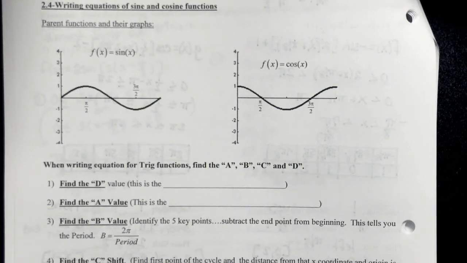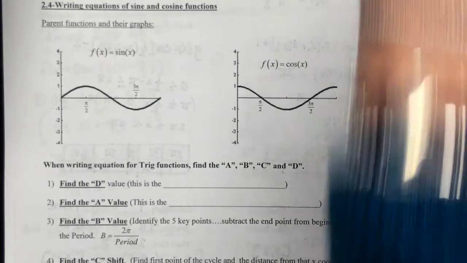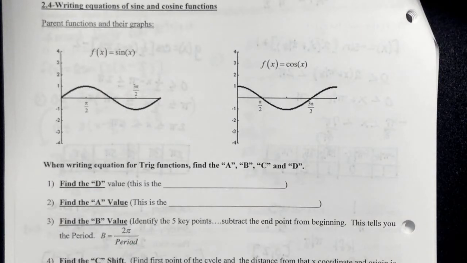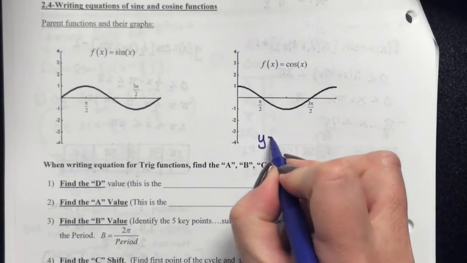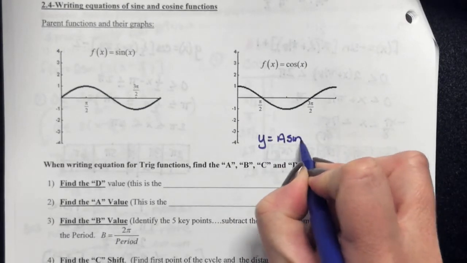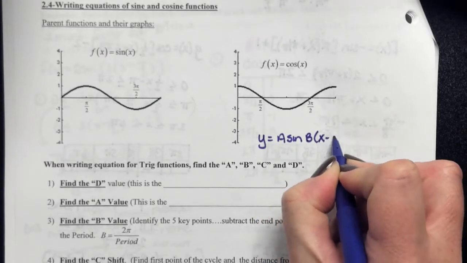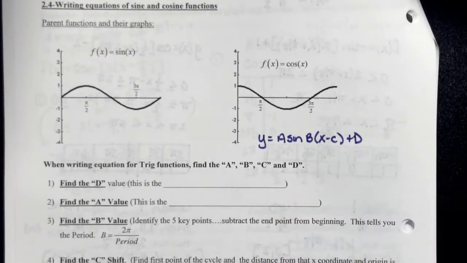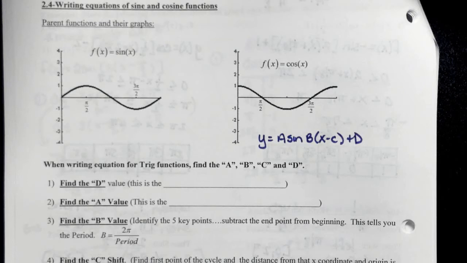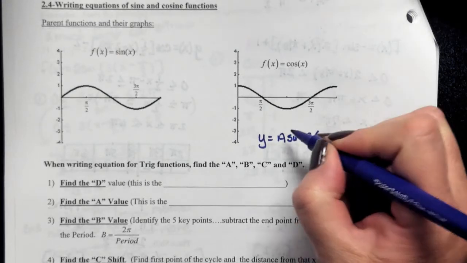So really, ladies and gentlemen, when you're writing the equations, you really want to find your A, B, C, and D values. Because remember, we're trying to write the equations in the form y is equal to A sine or cosine of B times (x minus C) plus D. So we have to find the A, B, C, and D. Again, this sine may also be a cosine curve.